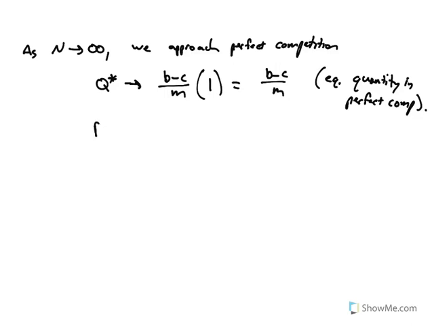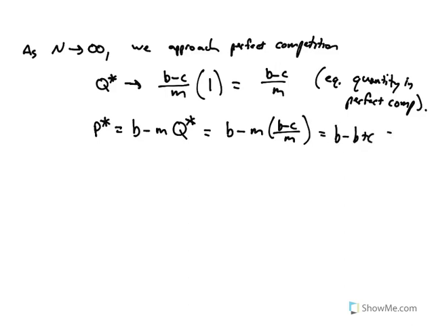Okay, what about price? Well, I have a formula for price. Price is equal to b minus m times Q, but if that Q is the equilibrium quantity, then of course price is the equilibrium price, okay? So price is equal to b minus m times b minus c over m, which equals b minus b plus c, which equals c, right? So P star equals c, or price equals marginal cost, which, if you're paying attention in introductory micro, is one of the fundamental concepts of perfect competition. We always have price equal to marginal cost pricing in equilibrium. So here we derive it, okay?